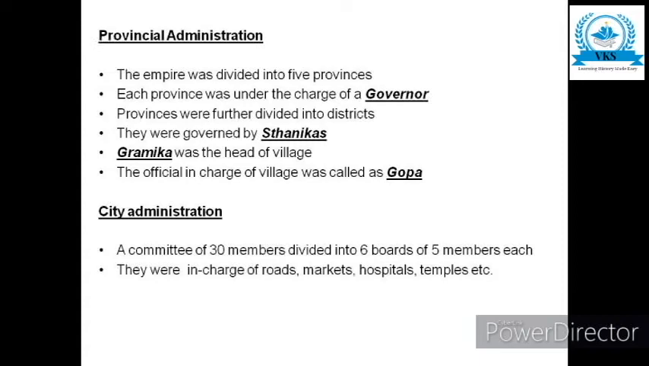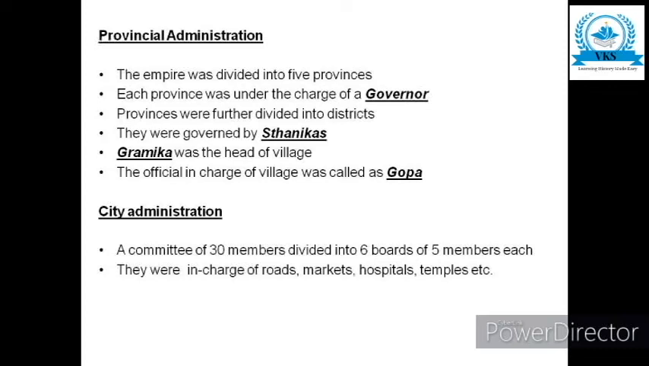And next one is city administration. So in city administration, a committee of 30 members divided into 6 boards of 5 members each. So there was a committee, total number of members were 30. These 30 members were divided into 6 boards, and each board had 5 members. So that is 5 6s are 30. Then each board was in charge of either roads, markets, hospitals, temples, etc. So that is city administration.